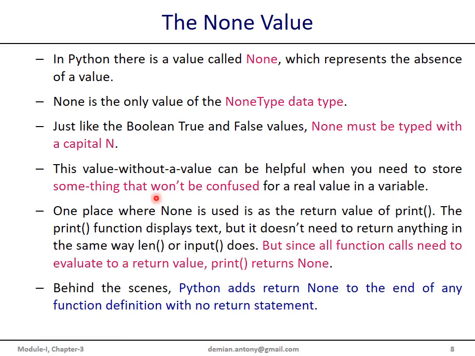One good example of the use of None is the print function. This print function takes the argument and displays the argument onto the console. Since all functions need to evaluate to a return value, the print function returns None. Remember, if the programmer doesn't use a return statement in the function, that means the programmer defines a void function. Python adds a return None statement to the end of the function definition.